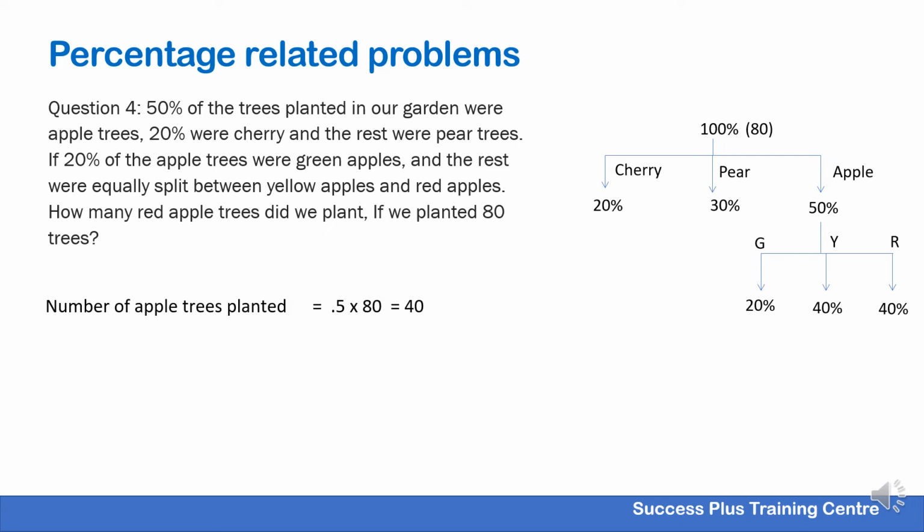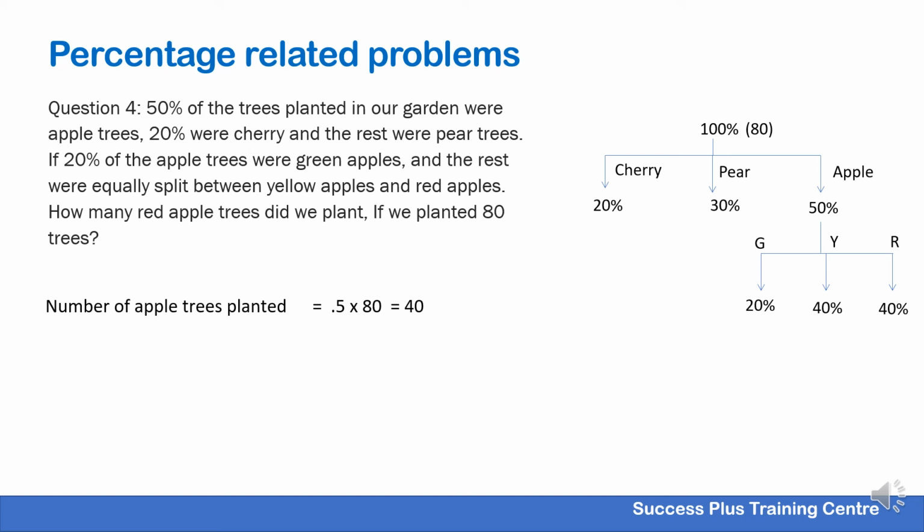To simplify this question, we need to use the percentage tree. The question is asking for the number of red apple trees planted. This means our focus should be on the right-hand side of the percentage tree. Using the percentage of apple trees planted, we should be able to find out the total number of apple trees that were planted, and that should equal 50% times 80, which is equal to 0.5 times 80, and that means 40 apple trees were planted.